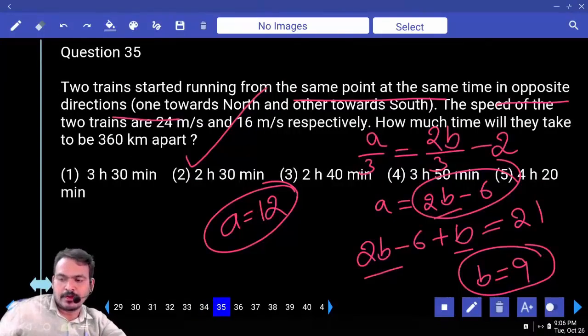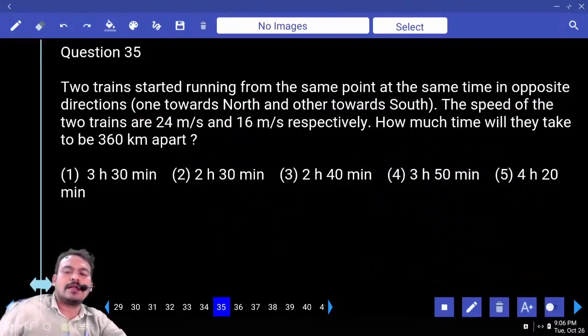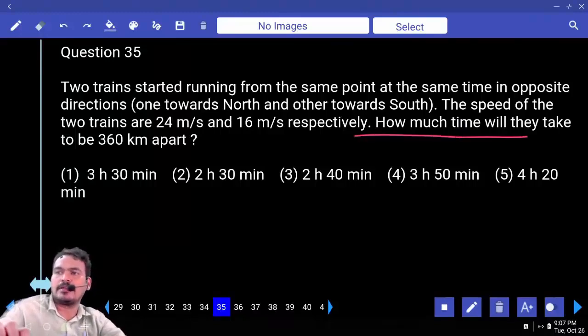Next, question number 35. Two trains started running from the same point at the same time in opposite directions. In opposite directions means sum of the speeds or difference of the speeds? Sum of the speeds. The speeds of the two trains are 24 meters per second and 16 meters per second respectively. How much time will they take to be 360 kilometers apart? And here we required which one? Time or speed? Time. Time is nothing but distance by speed, or not?